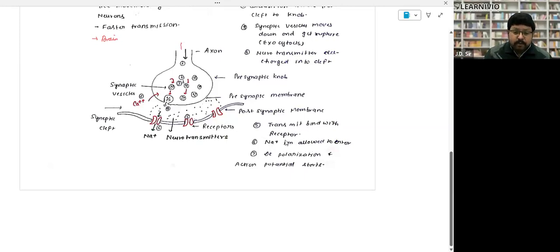the transmitter binds with the protein receptor. Sixth point, sodium ions are allowed to enter. And seventh point, depolarization or action potential will start in the second membrane.